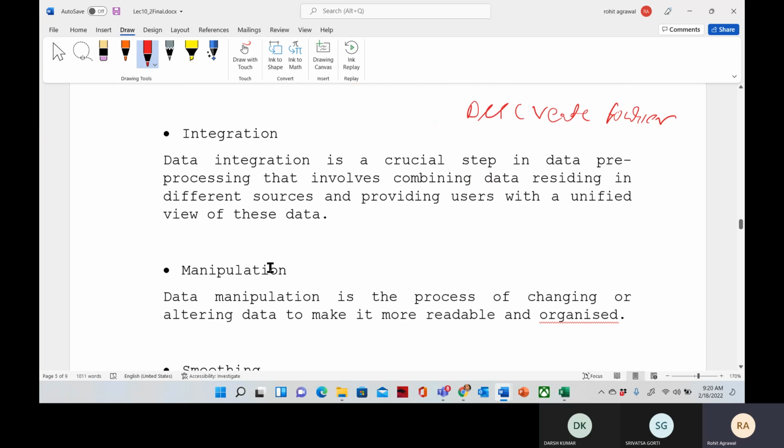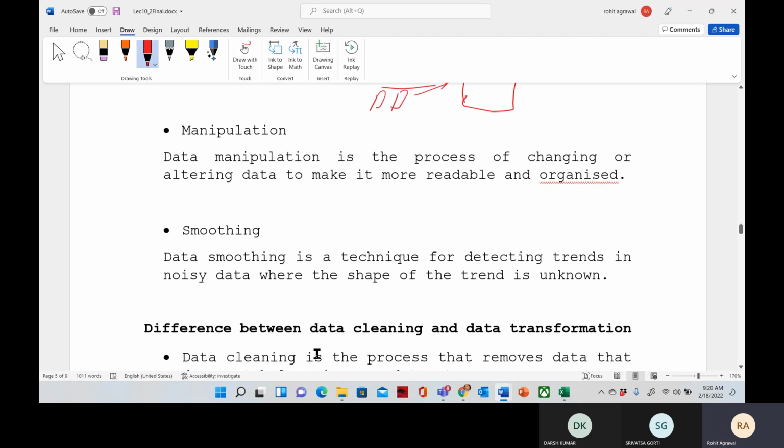Data integration. Integration means sometimes you need to combine two or more data sets into a single data set. Combining data residing in different sources. You have different sources, and you can combine all this data into a single unified data set. This is the integration.